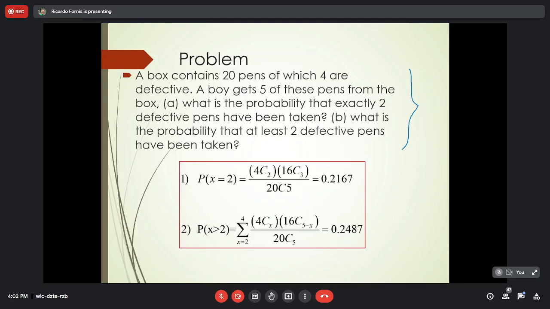Well, this is how we solve the problem for number 1, or letter A. We consider x as the random variable representing defective items. Now take note, there are 4 defective, and the boy gets 5 pens. The probability that exactly 2 are defective, we just say x equals 2, where x represents the defective pens.